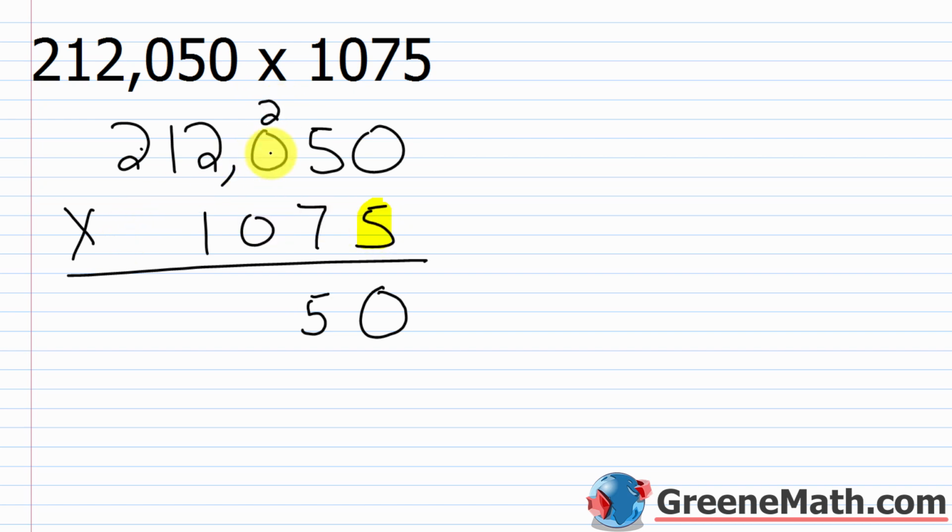Now I have 5 times 0. That is 0, plus 2 is 2. Now I have 5 times 2. That is 10. So I'm going to put a 0 down, and I'm going to carry a 1.